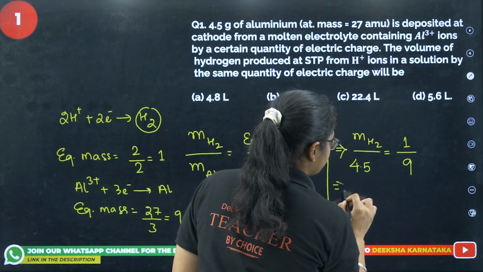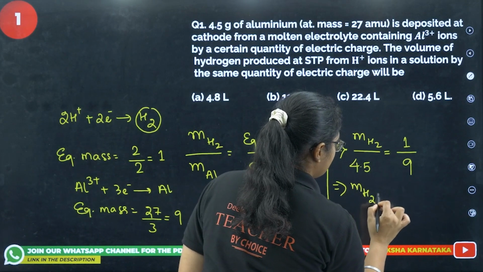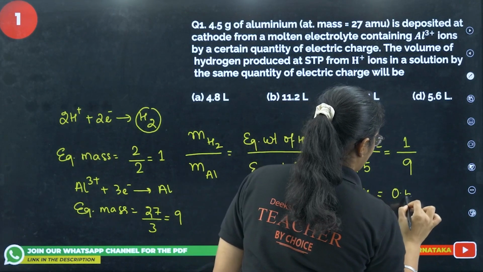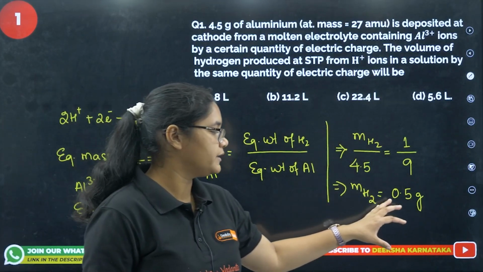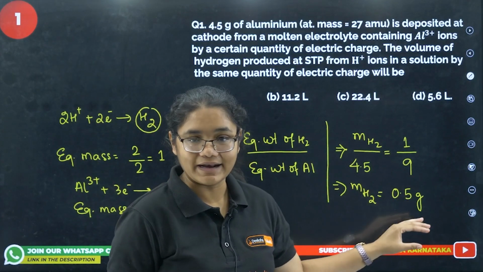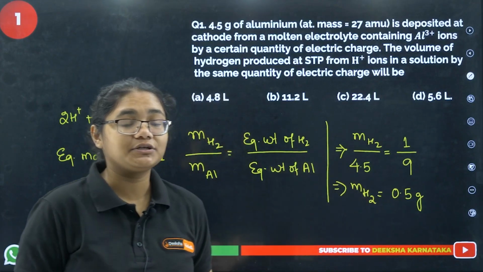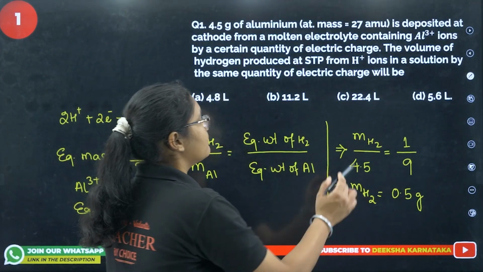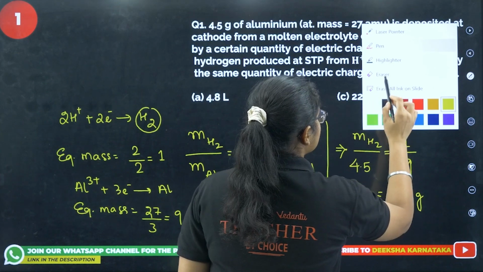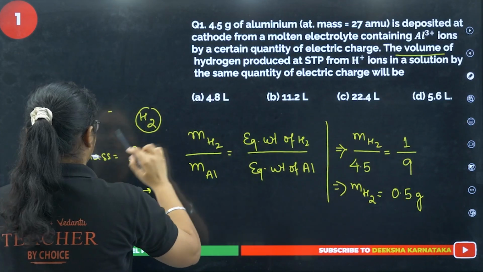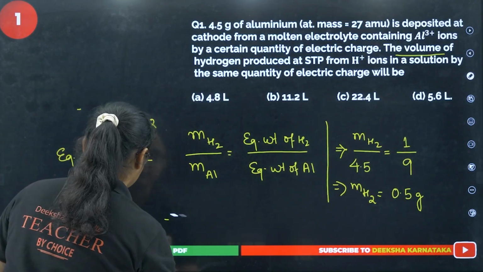So if I solve this, what is the mass of hydrogen I am getting? Mass of hydrogen will be 0.5 grams, right? So how much hydrogen is formed here? 0.5 grams, right? But the question does not end here, because it is asking about volume of hydrogen that is produced, right? So if I want volume of hydrogen, then can I convert this to volume?